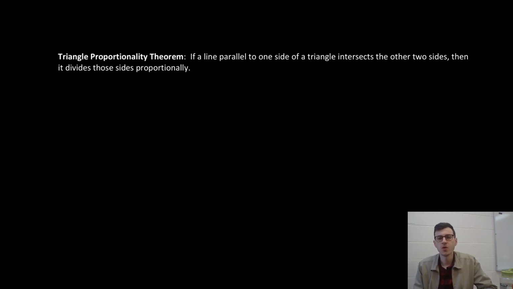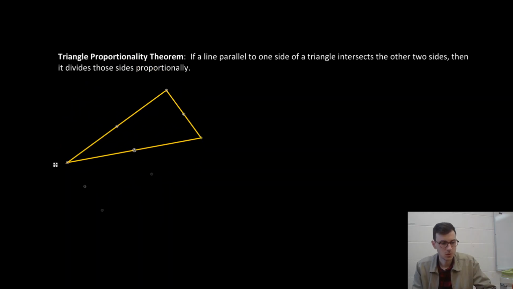If a line parallel to one side of a triangle intersects the other two sides, then it divides those sides proportionally. So let's go ahead and get a triangle out here. Something like that. That's going to be pretty good, I think. Okay, so we've got our triangle. Let's name it A, B, C, a classic.